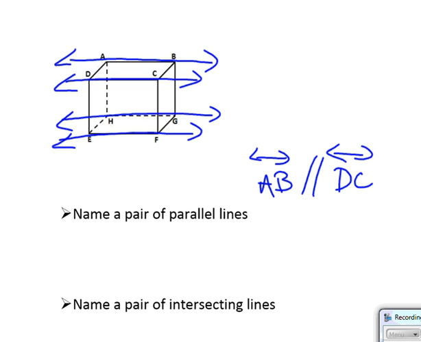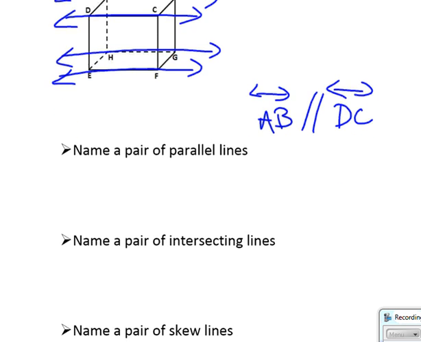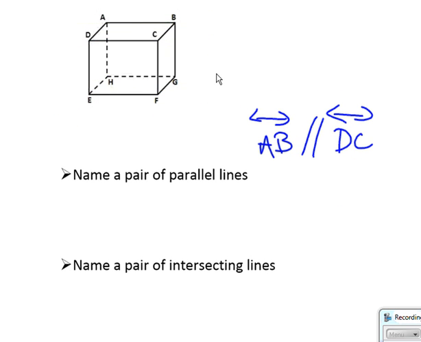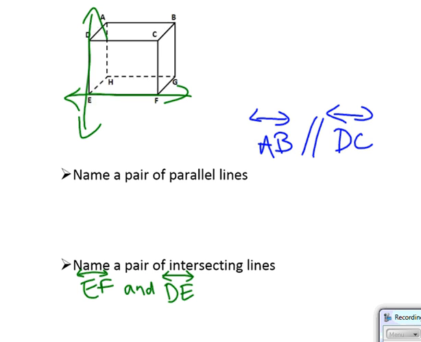We also have a lot of sets of intersecting lines. Any pair of lines that cross each other would be considered intersecting lines. For example, EF would intersect DE. There is no symbol for intersecting lines.